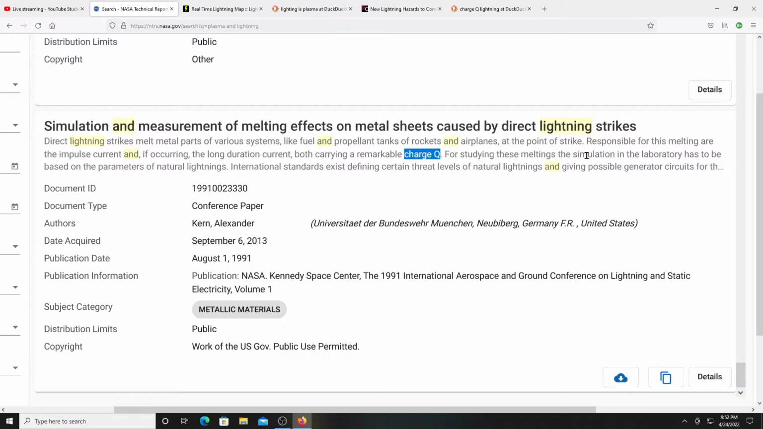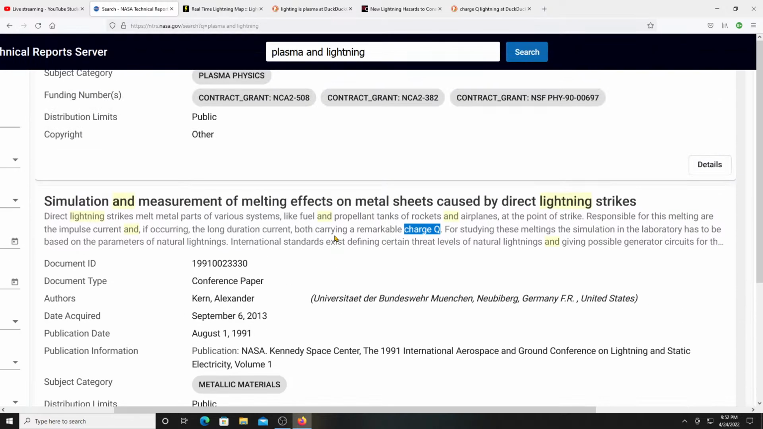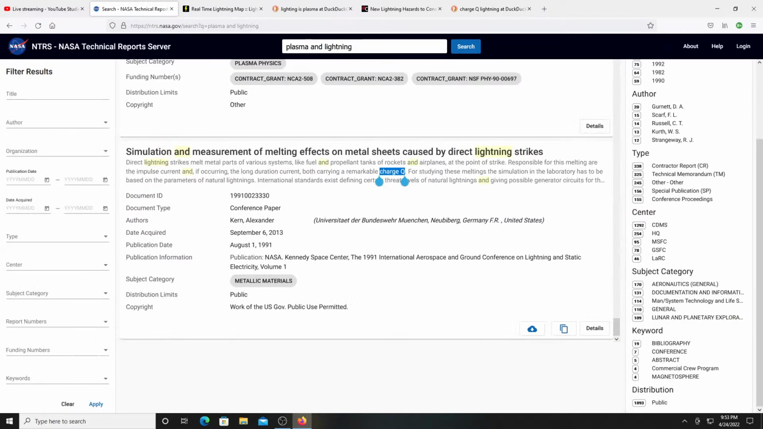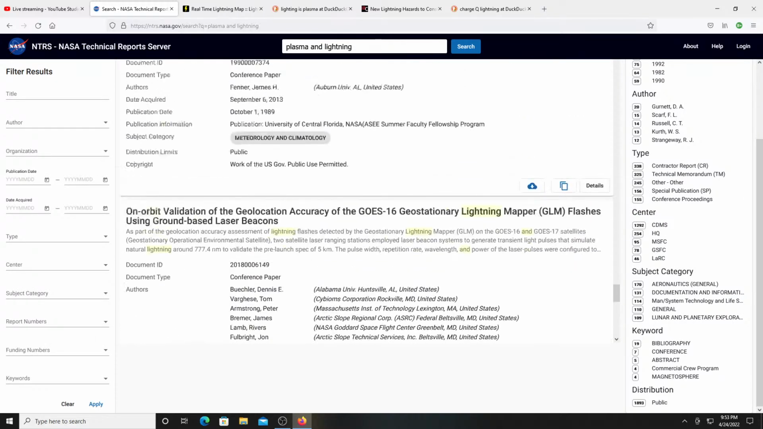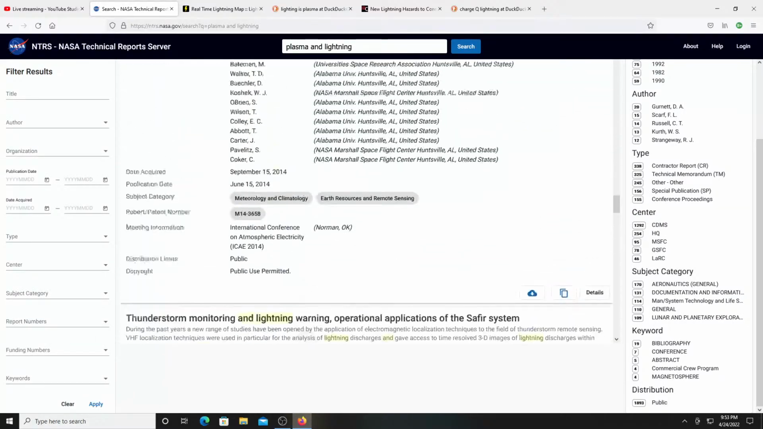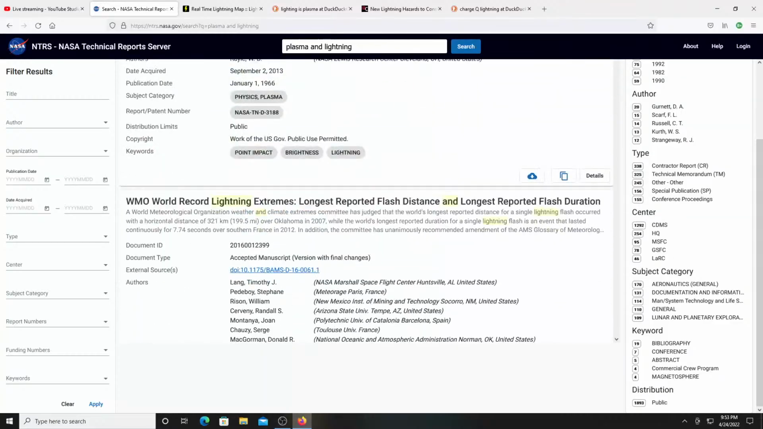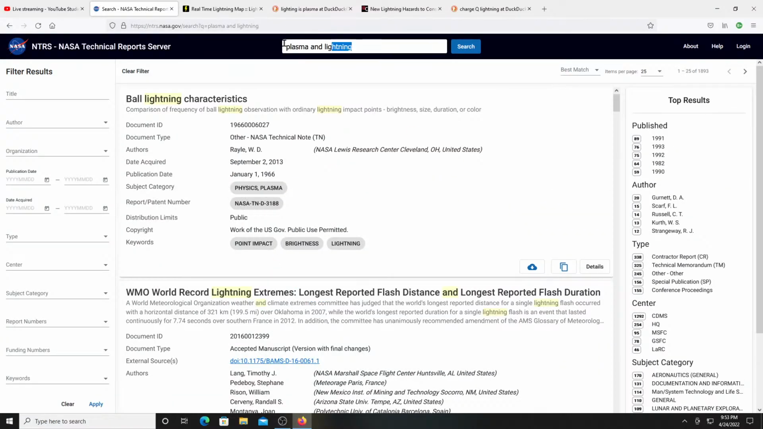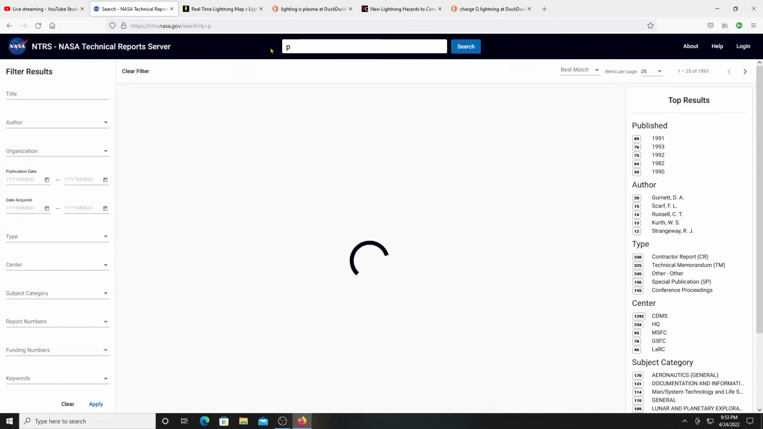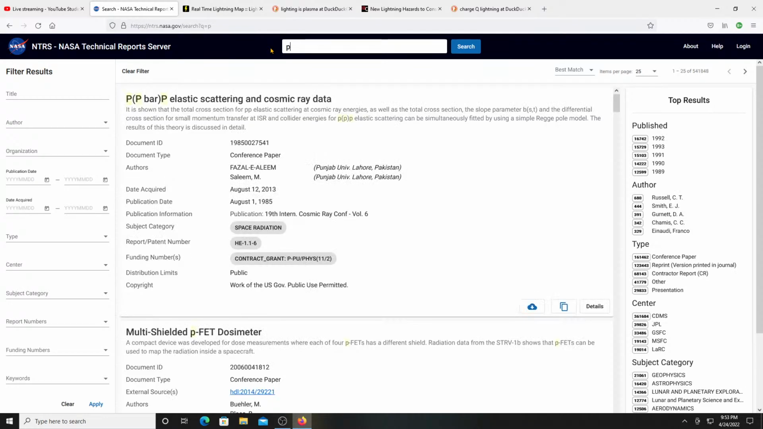Studying the meltings, the simulation in the laboratory has been based on the natural lightning. So this is not classified. This is research. I did try to do Planet X. I watched this, but I cannot be in astrophysics to do it.